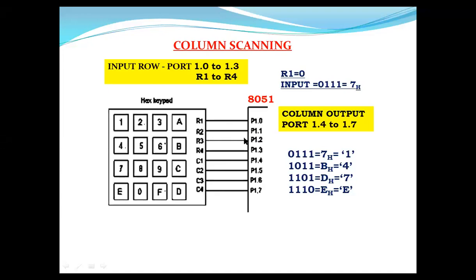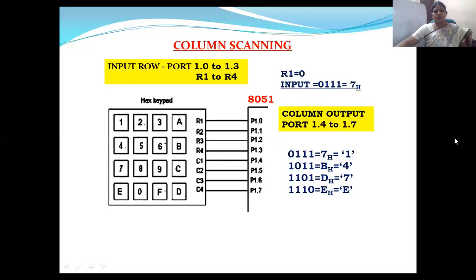Now port 1.0 to 1.3 will become your rows, and port 1.4 to 1.7 will become the columns. Now, which line you want, you can take. Here you have to write the program for identifying your key. This is what I have taken: 1.0 to 1.3 is row, and 1.4 to 1.7 is column.